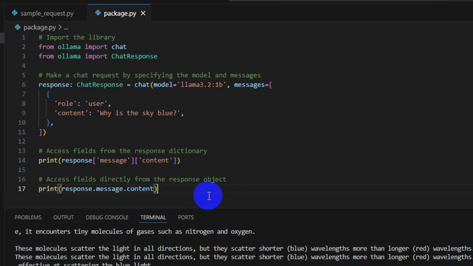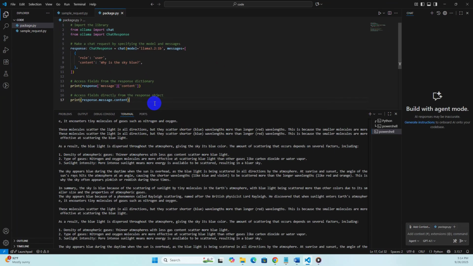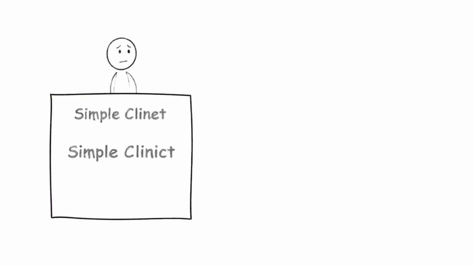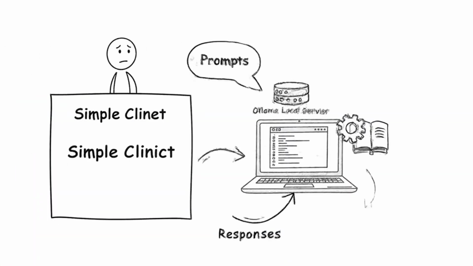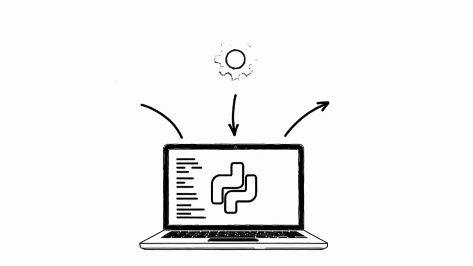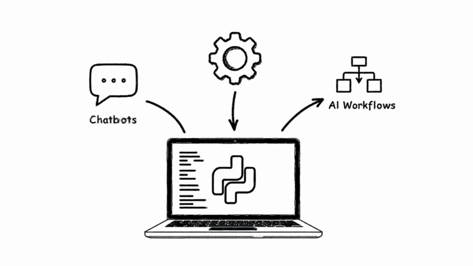This script shows how to use the Ollama Python library to send a prompt to an LLM, llama3.2:1b, and print the model's answer in two different ways, by treating the response as a dictionary or as an object. This simple workflow lets you integrate Ollama into your own Python applications, from chatbots and assistants to research tools and automation scripts.